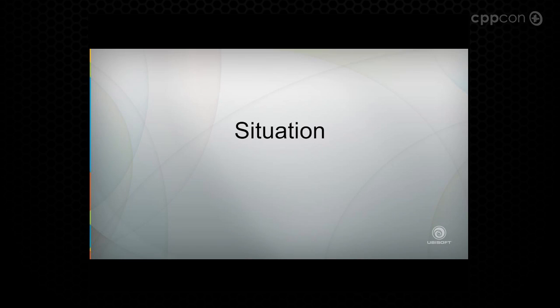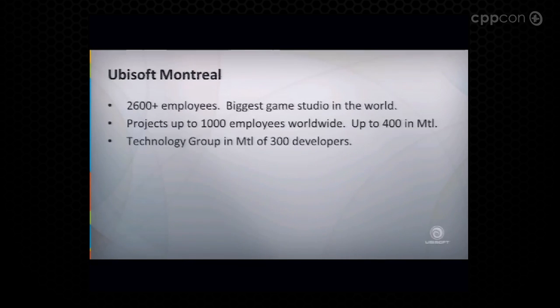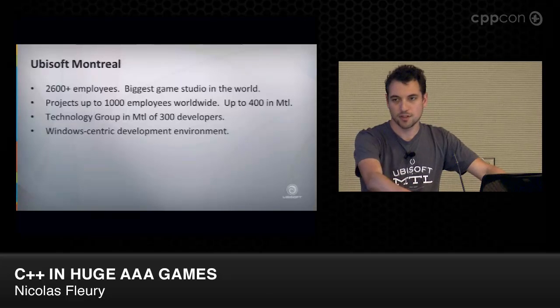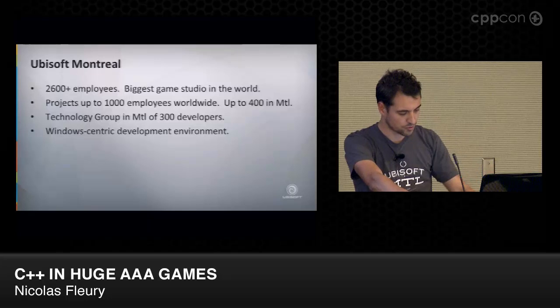So first, the situation. Ubisoft Montreal is, as far as I know, the biggest video game studio in the world, slowly reaching 3,000 employees. We're working on big games, up to 1,000 employees worldwide at the end of a project, with up to 400 in Montreal. And the technology group, mainly in Montreal, has approximately 300 developers. It's pretty much a Windows-centric development environment. Even if we're doing multi-platform development, video game consoles come with Visual Studio integration. So maybe a few points on a few slides might be Windows-specific, but not much.